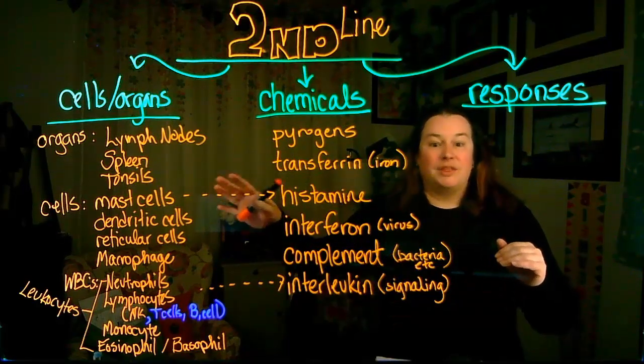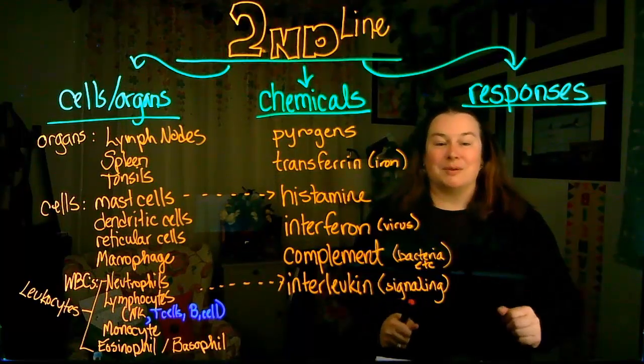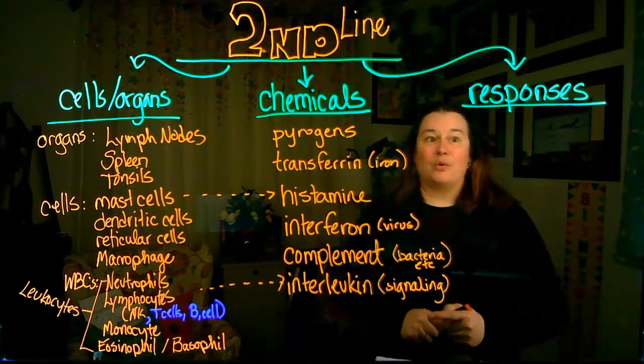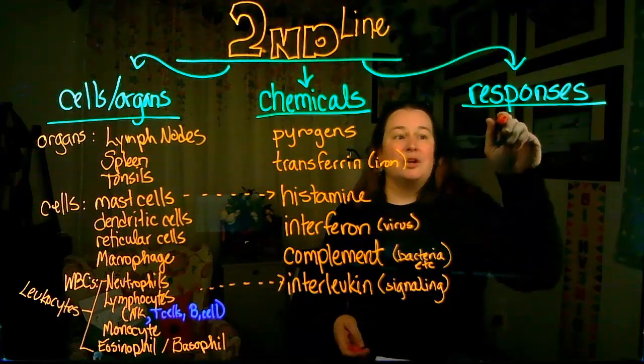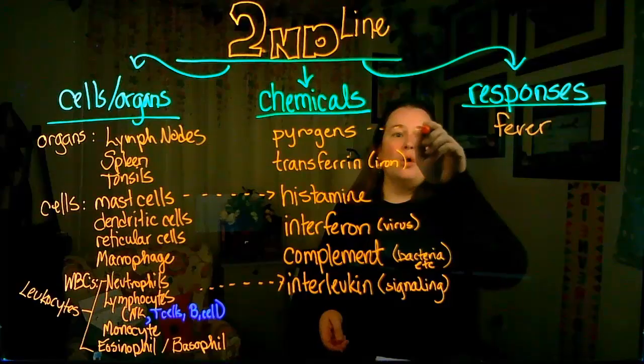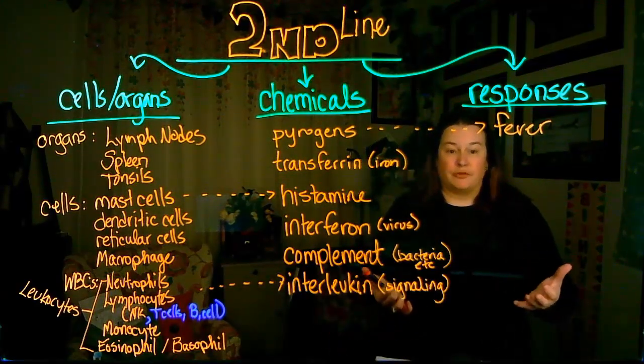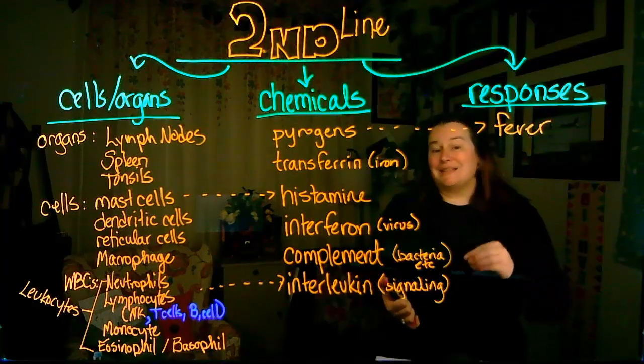So the first response, and one we mentioned already, is fever. Recall, the goal of fever is to push microbes outside of their comfortable temperature ranges in an attempt to make sure that their enzymes become non-functional. That helps slow down the rate of growth of the microbe in the body and perhaps gives the immune system the upper hand.